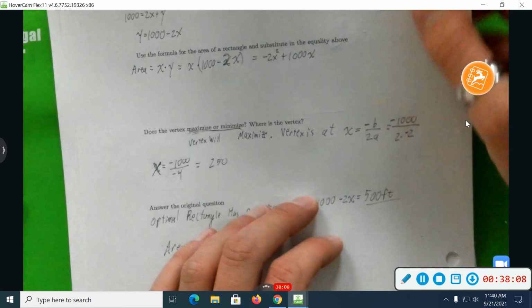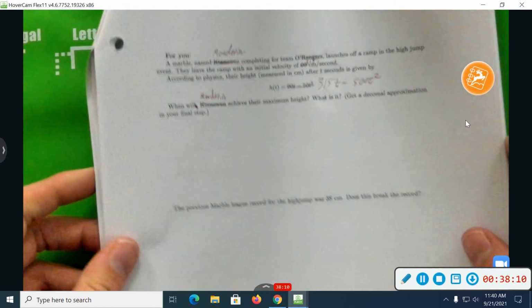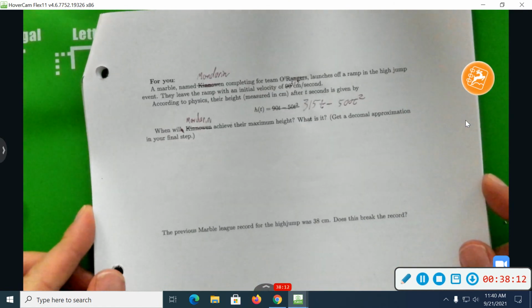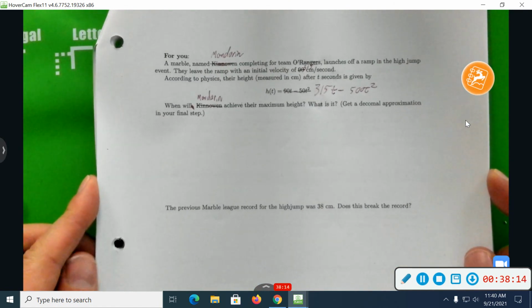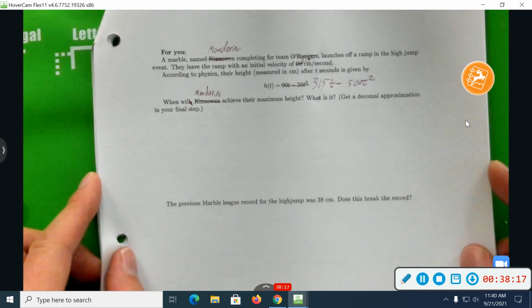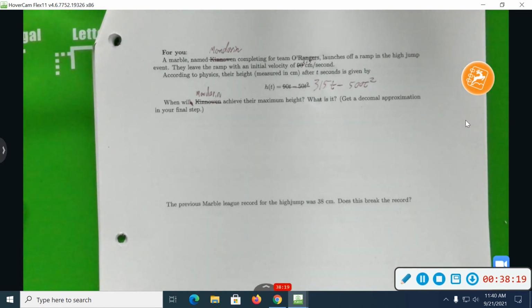So, with the time remaining, there's like 2 examples left. One of them is labeled as an exit quiz. We'll see how quickly we go. So, in the 2020 Marble League competition, a world record was, no, that's a spoiler. The gold medal in that competition was won by the Rangers fielding the marble mandarin.